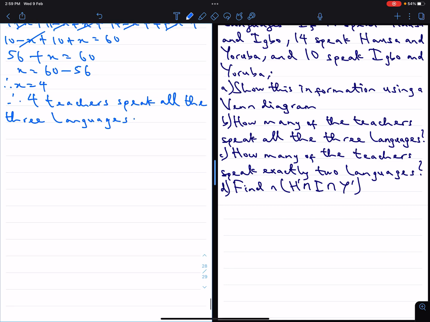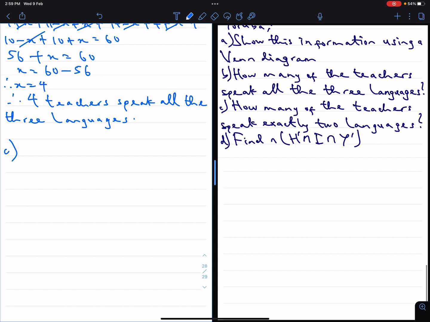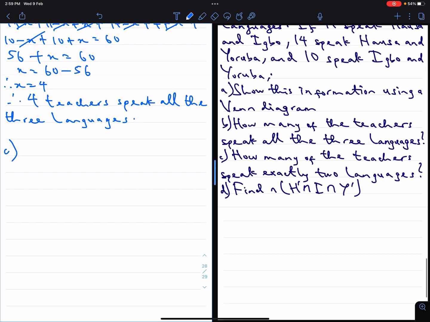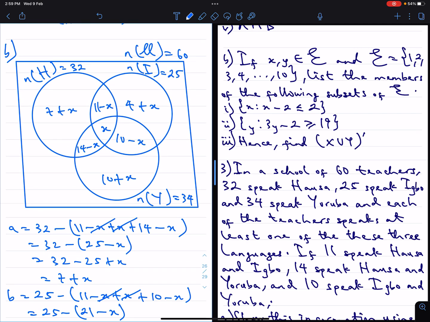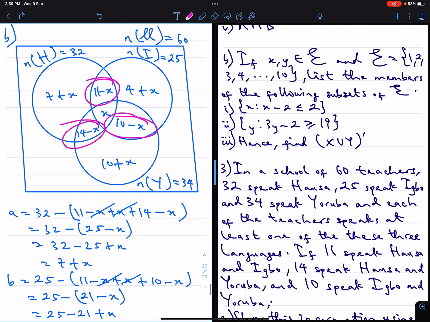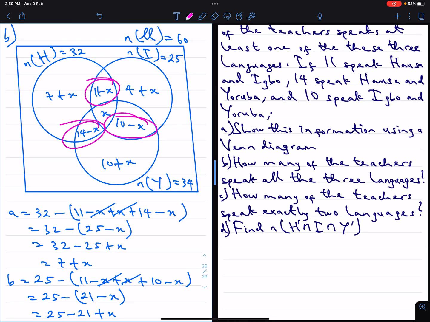Now to the next one, which is question C. How many of the teachers speak exactly 2 languages? That would be number of teachers who speak only 2. These are the parts where we have only 2. Those who speak only Hausa and Igbo, plus those who speak only Igbo and Yoruba, plus those who speak only Hausa and Yoruba. So it is this. That's what will give us the number of teachers who speak exactly 2 languages.